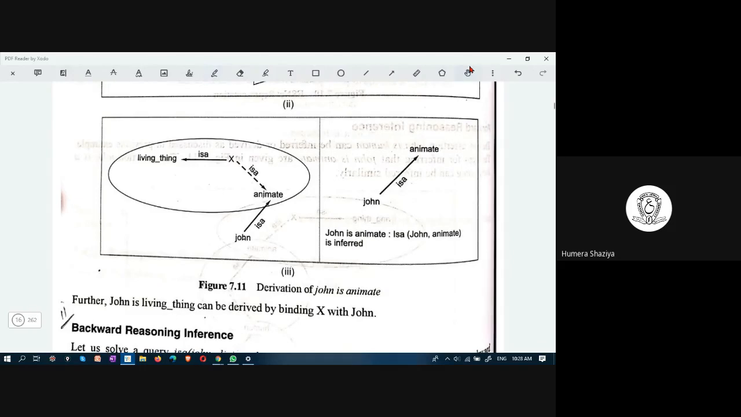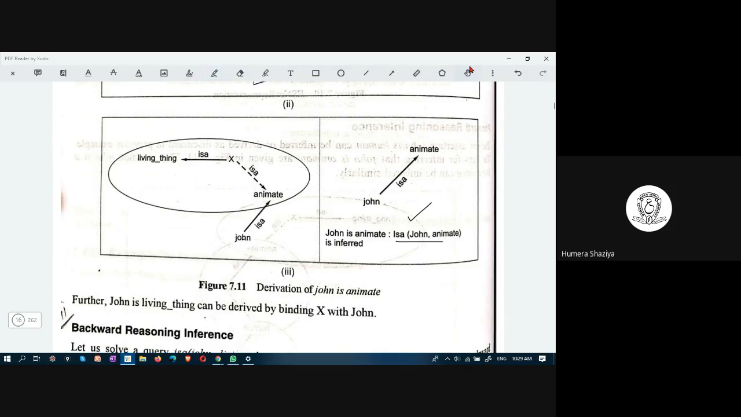And once again, when John is animate, once again, when you place John in X, we can conclude that John is a living thing. Before that, if you are ending it here, you can conclude that John is animate. This can be inferred.